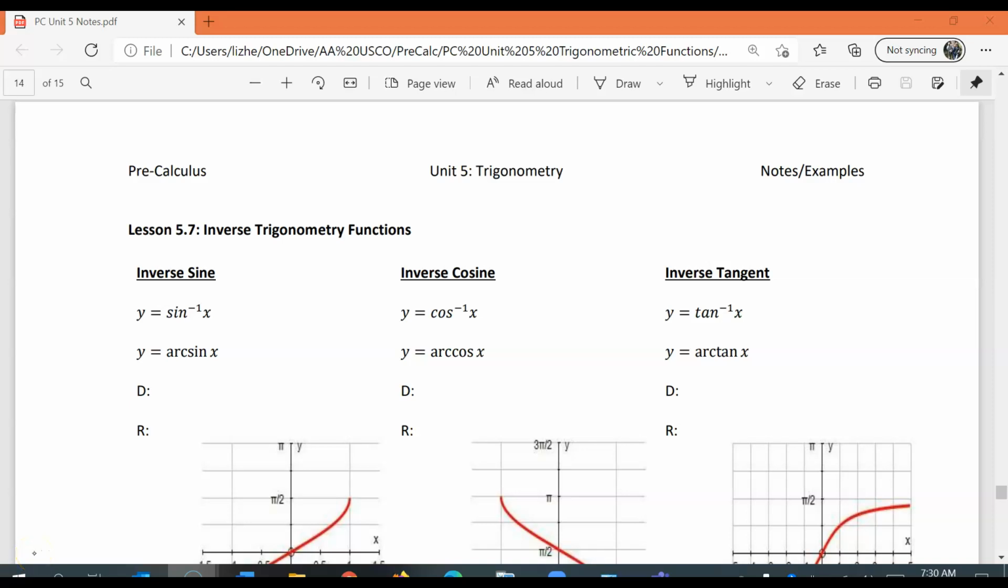Okay, pre-calc, here is lesson 5-7, inverse trig functions. Yesterday we did some work with inverse functions, and so now we're going to apply that to our trig functions.